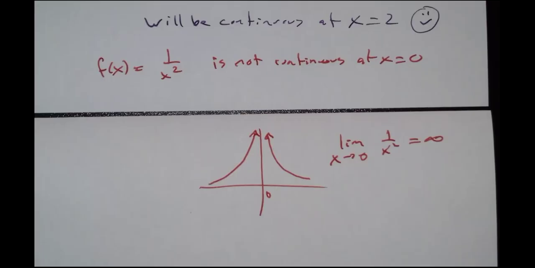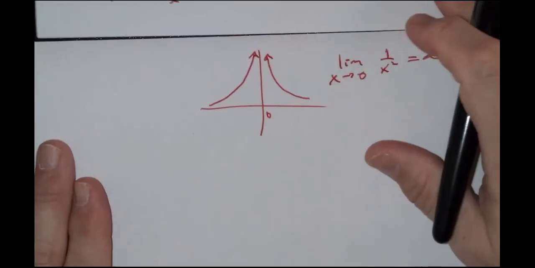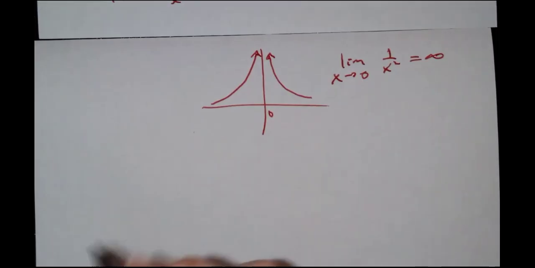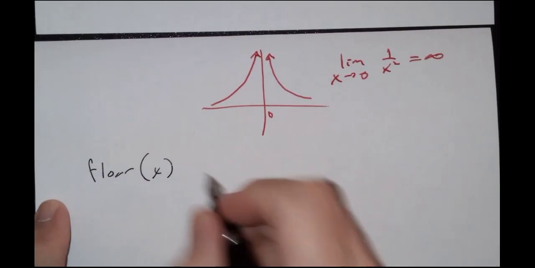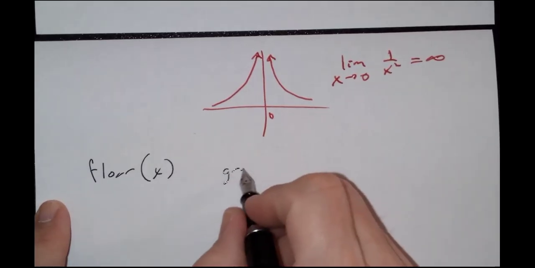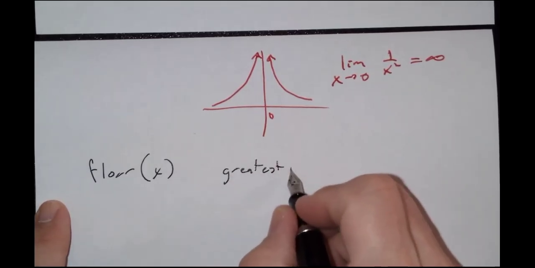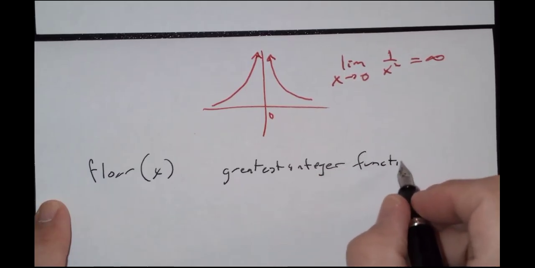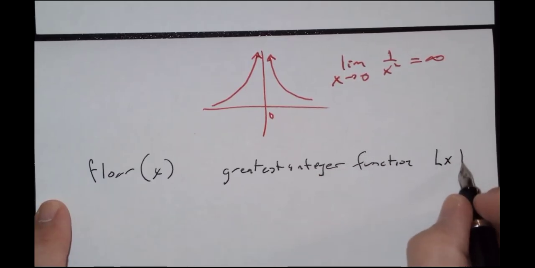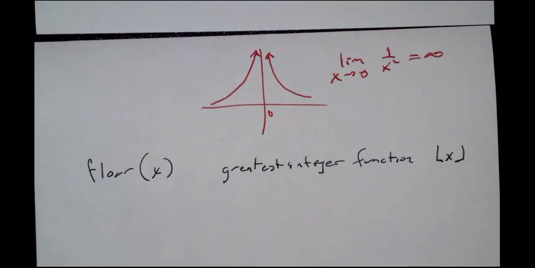I'm going to define for you a new function. Floor of x, also called greatest integer. And it's sometimes written with half brackets. See how it's got the feet on the bracket, but not the top? The floor, not the ceiling.